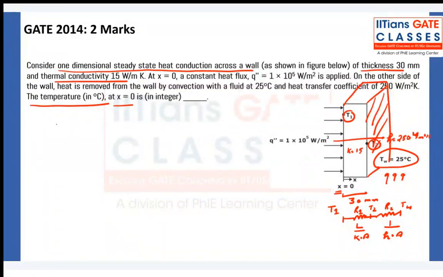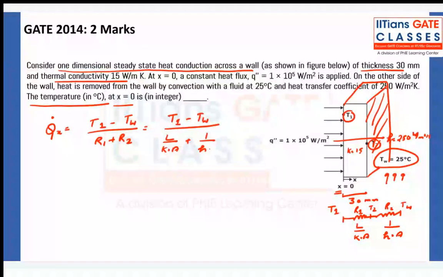Now I can do what? Q dot, whatever Q dot is going on in X direction, will be equal to T1 minus TW upon R1 plus R2. I can also write T1 minus TW upon L upon Ka plus 1 upon HA. Now area is same. Look, I know area is same. What can I do? I can take area common here.